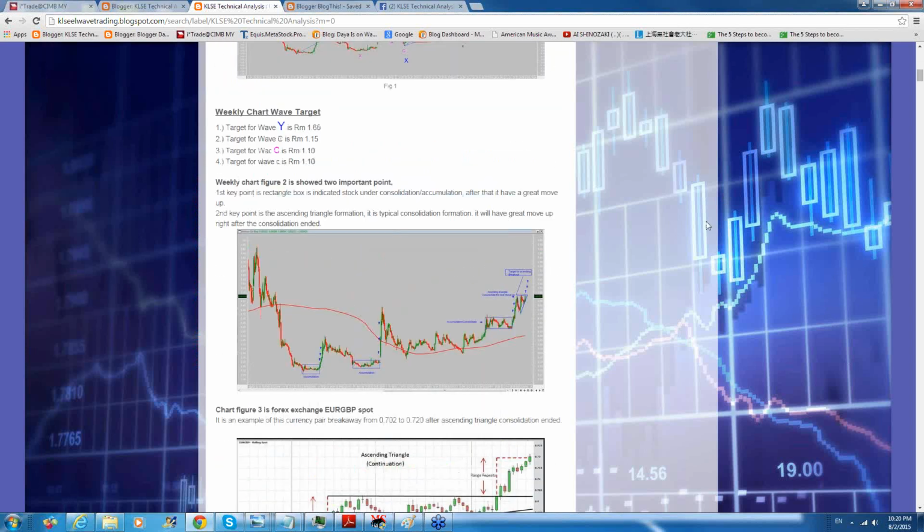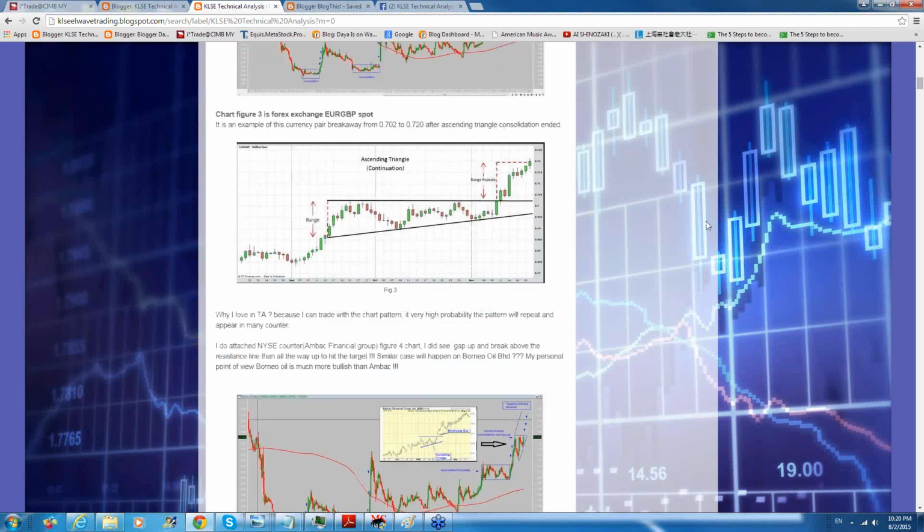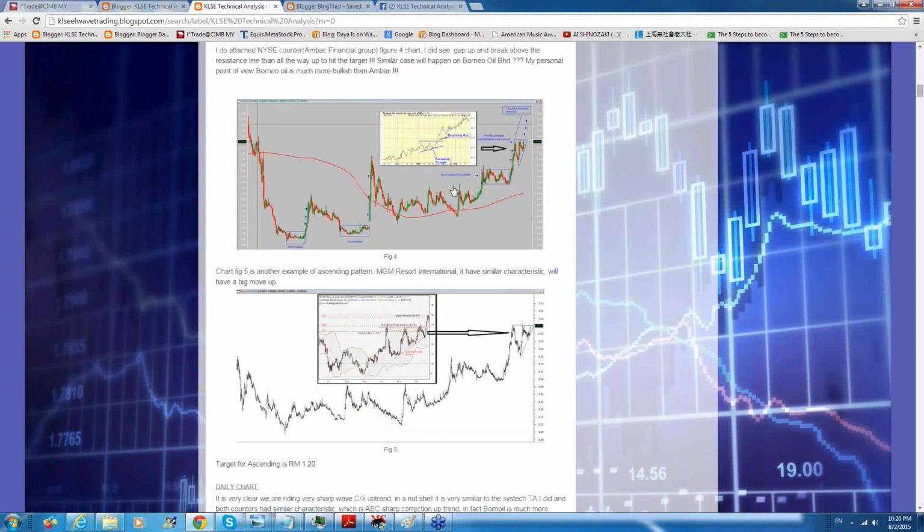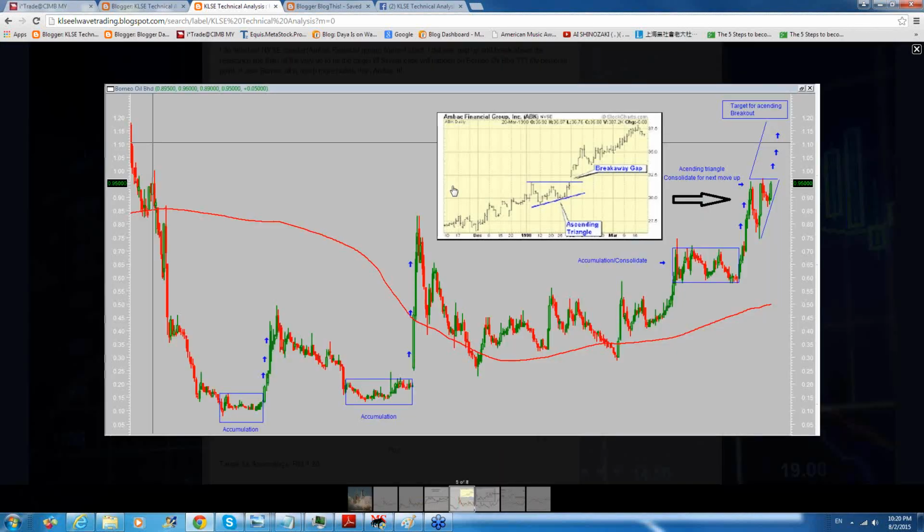Okay, and I will do a couple of examples to show. If there is an ascending triangle, what does the price movement look like, so that you can have some feel for what I'm talking about.